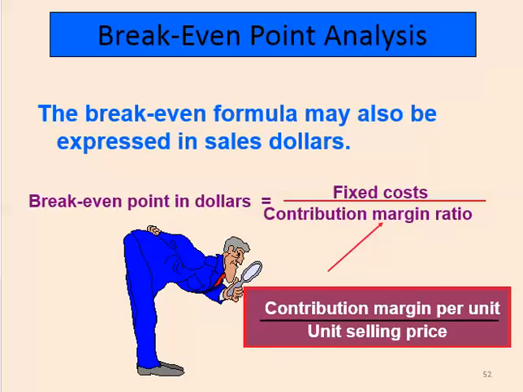Then we have the break-even point in dollars. So the above one was telling us how many we needed in units. This one will tell us how much we need to sell in terms of dollars. So take your fixed cost divided by your contribution margin ratio. And that's contribution margin per unit, which we just had, divided by the unit selling price.